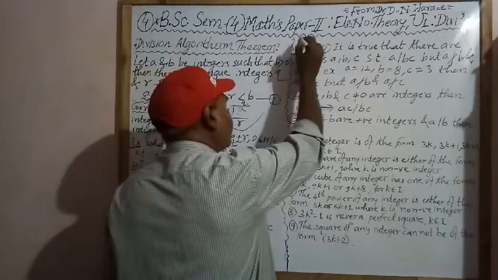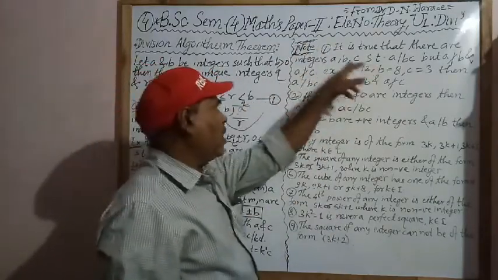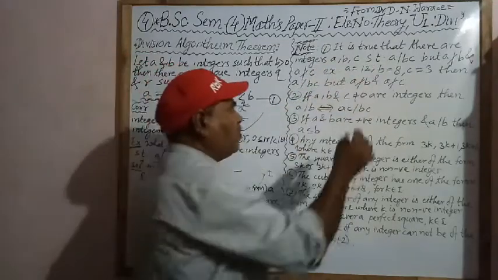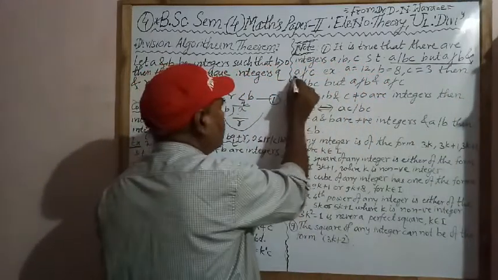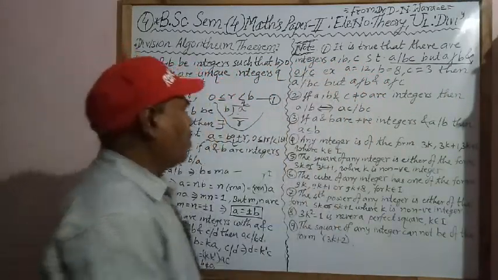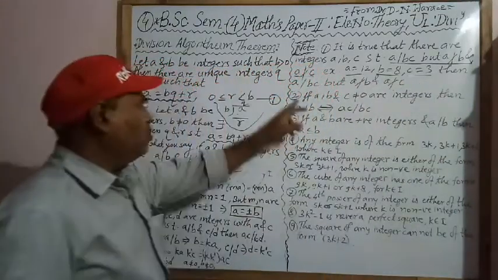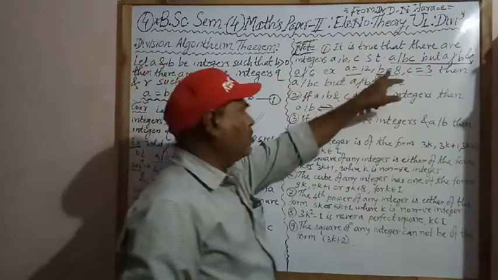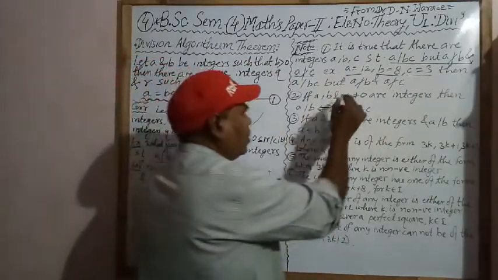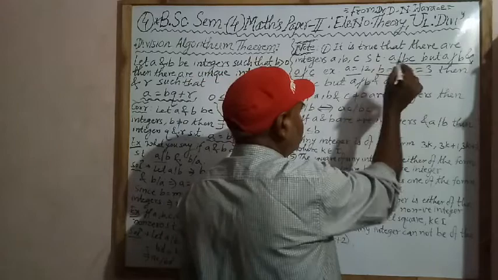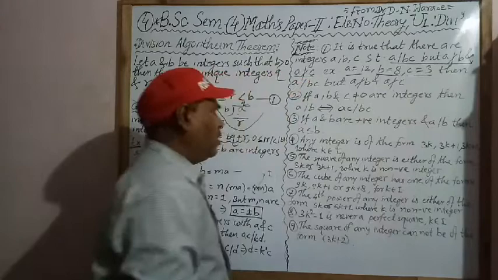Then we see a note. It is so that there are integers a, b, c such that a divides bc, but a does not divide b and a does not divide c. For example, if a equals 12, b equals 8, c equals 3, then a divides bc means 12 divides b into c, that is 24. 24 is divisible by 12, which is true. But a does not divide b, that is 12 does not divide 8. Also, a does not divide c, that is 12 does not divide 3.